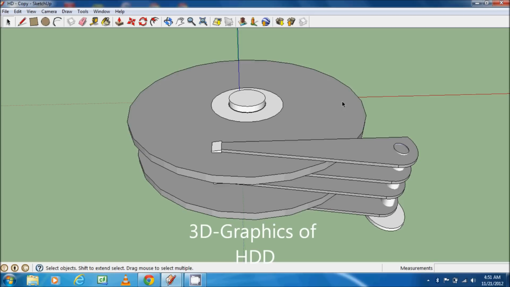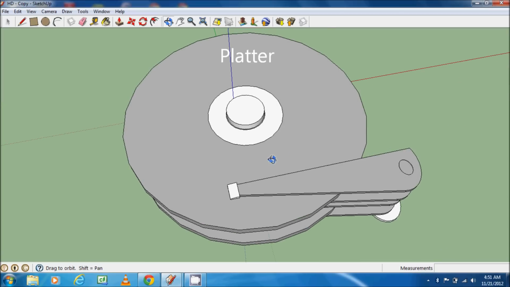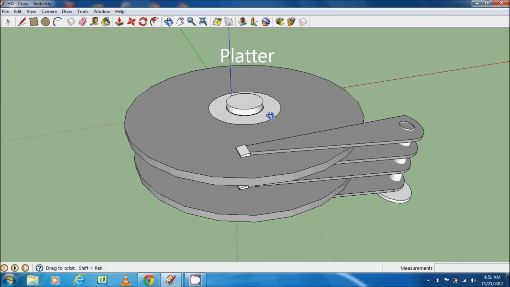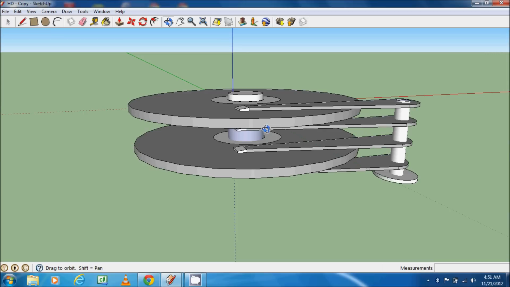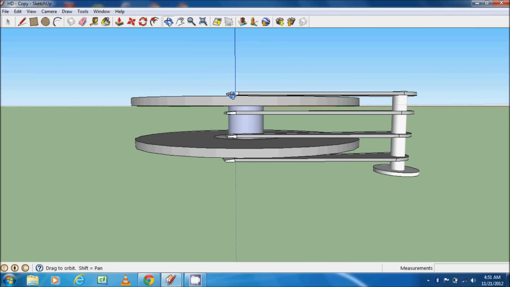Well, hello again guys. This was the 3D graphics that I was talking about for the hard disk. Let me explain it to you. This is the actuator arm and this is the read-write head which is going to get the data for you, and this is the platter. Basically in a SATA hard disk there will be 3 platters with 6 read-write heads, but here I have just made 2 platters with 4 read-write heads. You can see the 4 read-write heads over here, 1 2 3 4.